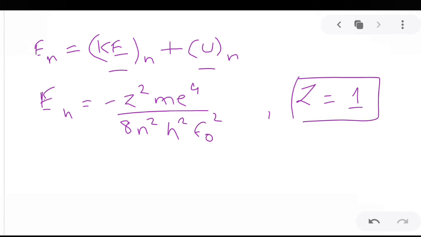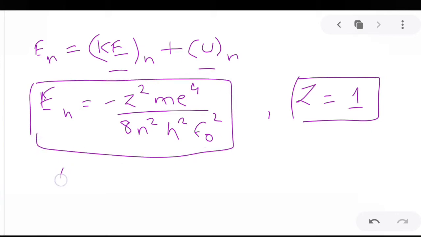Now from this expression, what is your conclusion? You can say that except z and n, all other terms are constant. For different atoms z value will change, and for different energy levels n value will change, but other terms are constant.